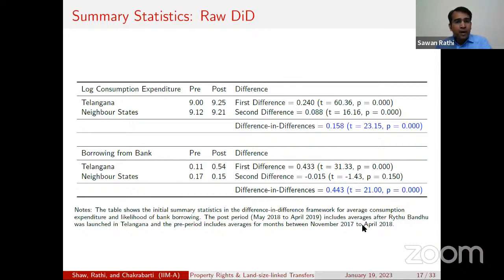Coming to the borrowing from bank, you would see there is a huge increase in the borrowing happening in Telangana versus the neighboring states, where there's no significant change happening. The T-stats or the P value is insignificant there, and the difference in difference value that you would see here is highly significant. So these are just raw DID estimates that we want to show before we delve deeper to tell you, if we apply fixed effects and the controls, whether the real effect is happening or not. That is what we will show in the next slides.